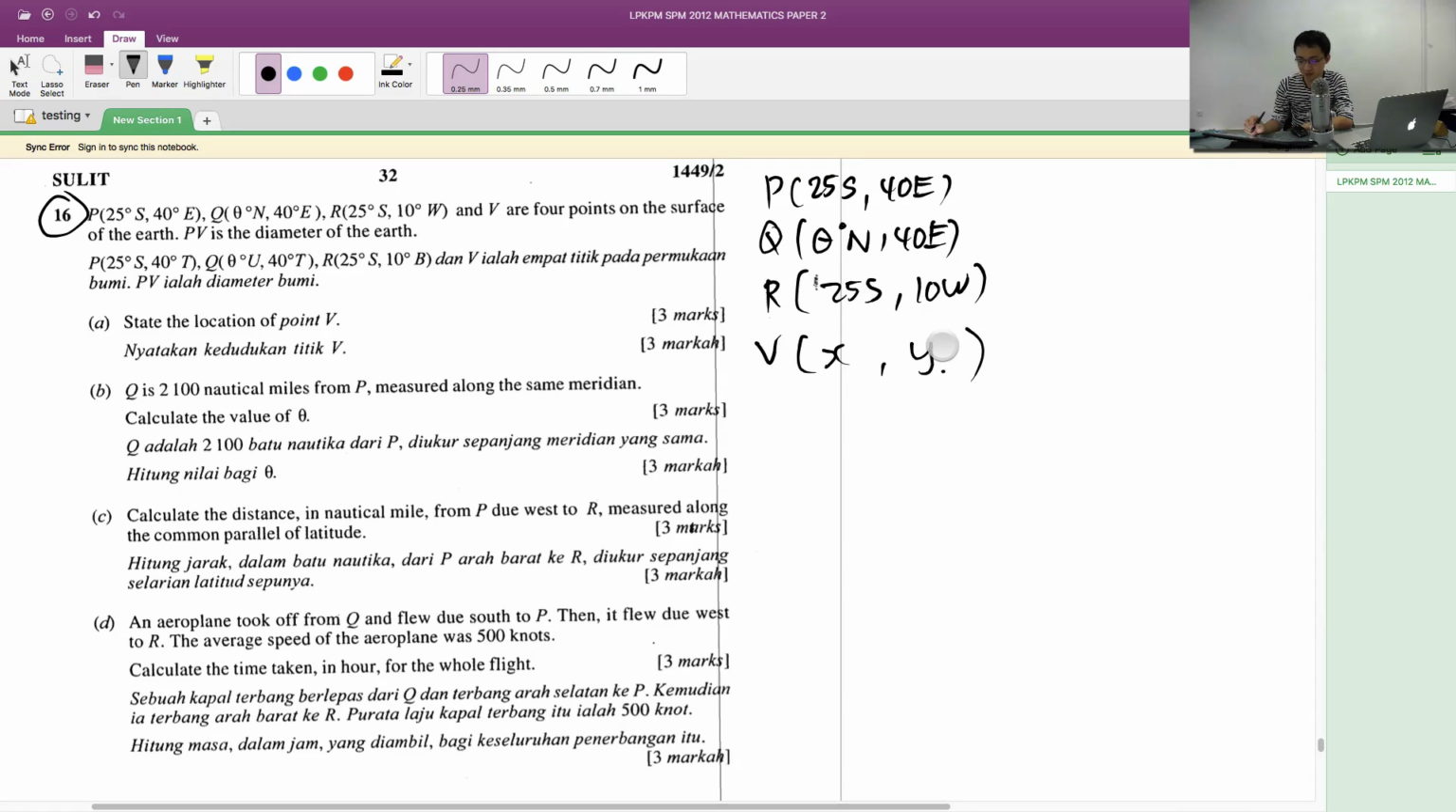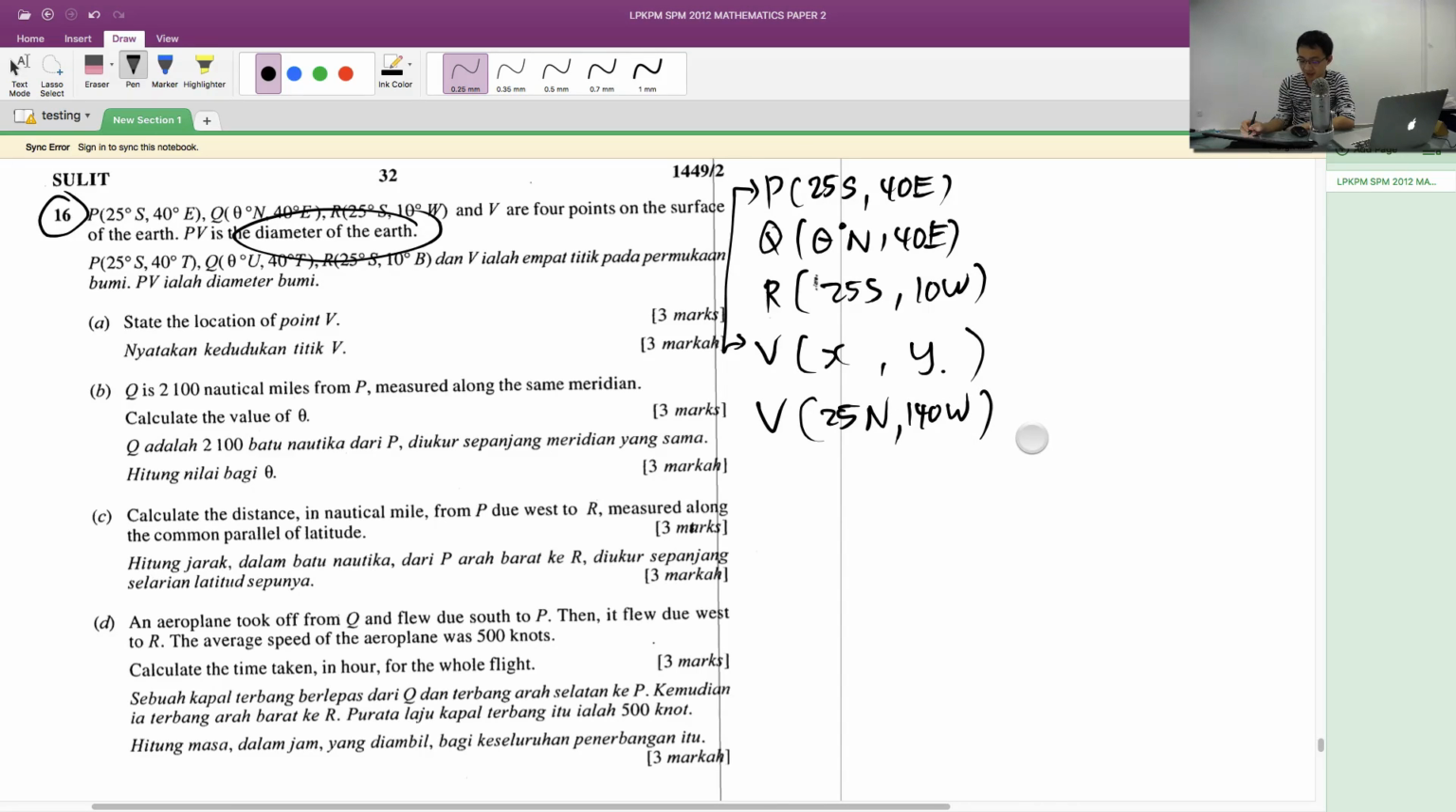Right, so, okay. The first one is PV is diameter of the Earth. So it's very easy to get the location of V. So since they are diameter of the Earth, P to V, right? So what you do is, first thing is, copy whatever you have in the latitude, S change to N. And then the next one is 180 minus the 40, and then change the symbol also. So it's 140 west. This is V.